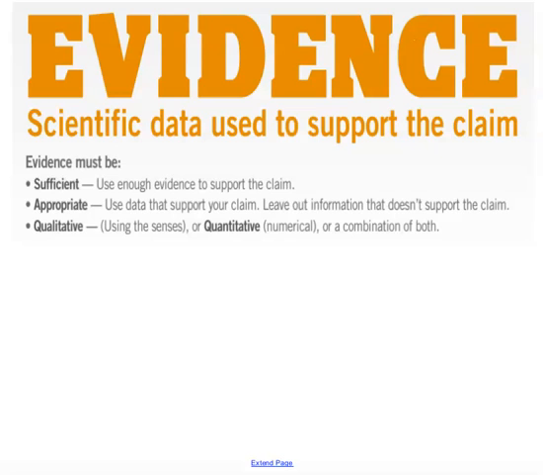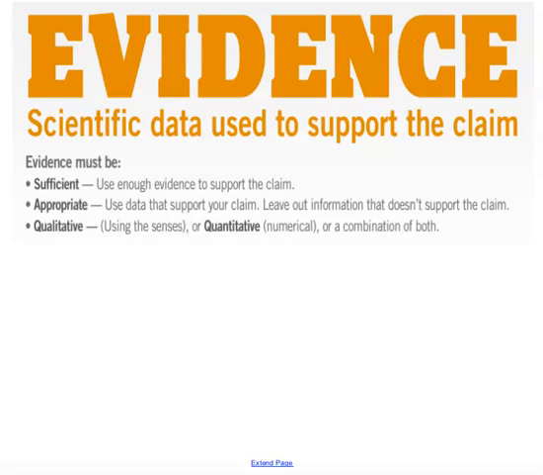So evidence should be sufficient. You have to have enough evidence to support your claim. It's got to be appropriate. You're going to use data that supports your claim. Leave out information that doesn't support the claim. And then include qualitative and quantitative information. Quantitative is numbers whenever possible. And this one, you're not going to really have any numbers. It's going to be more qualitative.